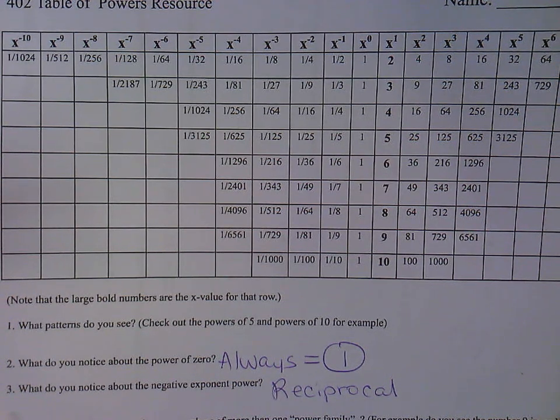Does 49 show up anywhere else, for example? No. So 49 is only going to be a power of 7. The next power family it would show up in is the power family of 49, right? 49 to the first power. So we're going to look for ones that have things in common.